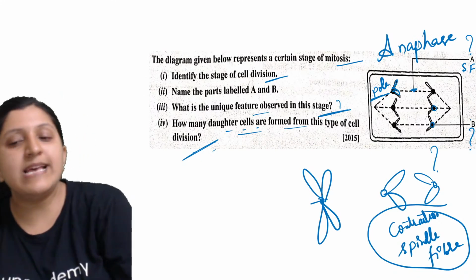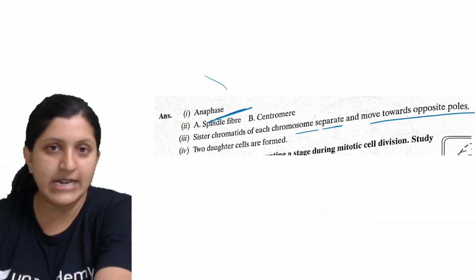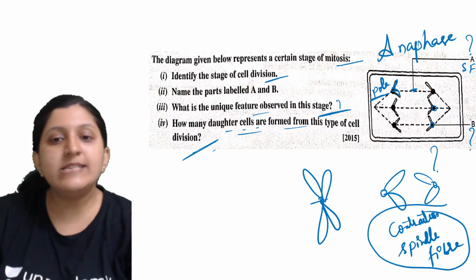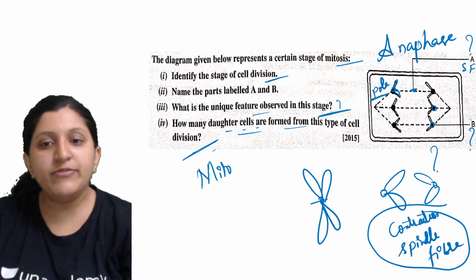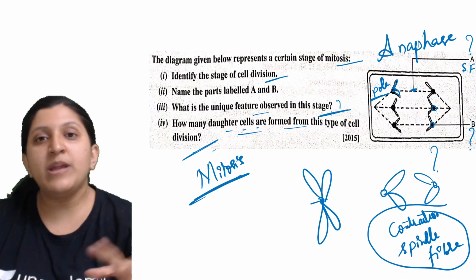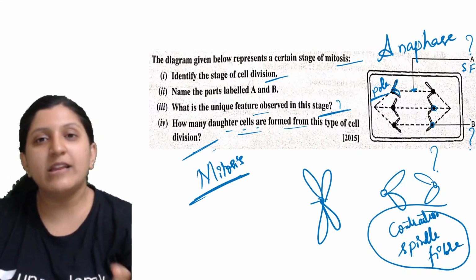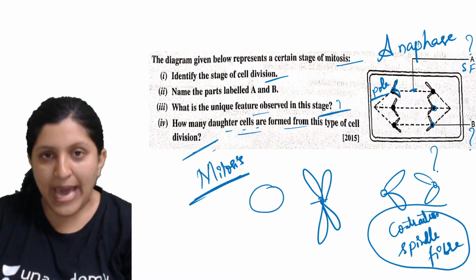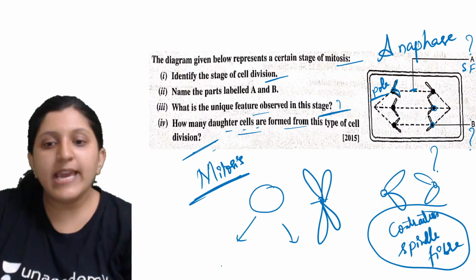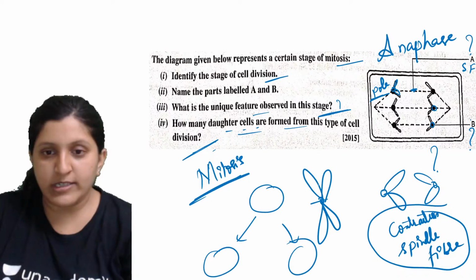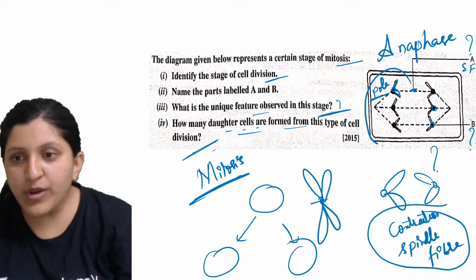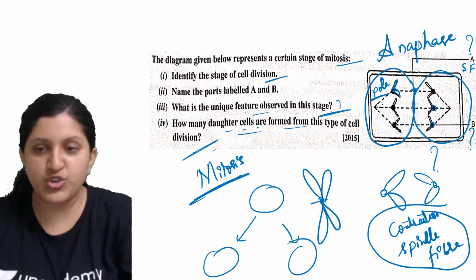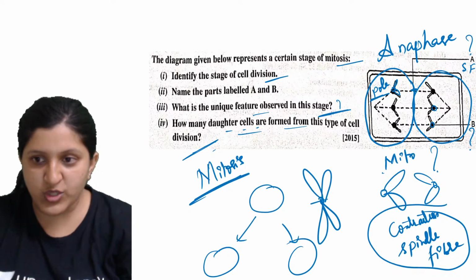So how many daughter cells are formed from this type of cell division? Two daughter cells are formed here. That is because it is a mitotic division, since it is not mentioned as anaphase 1 or telophase 1, whether it is occurring in stages. So this is going to give you 2 cells. The parental cell is getting divided into 2 daughter cells, this is going to be 1 cell and this is going to be 1 cell, with the cell wall as usual. So this is a mitotic cell division. This is mitosis.